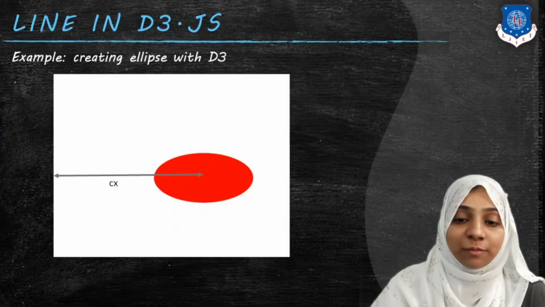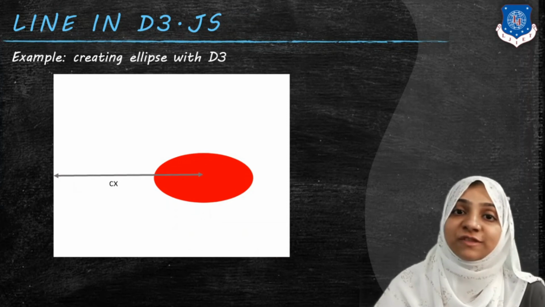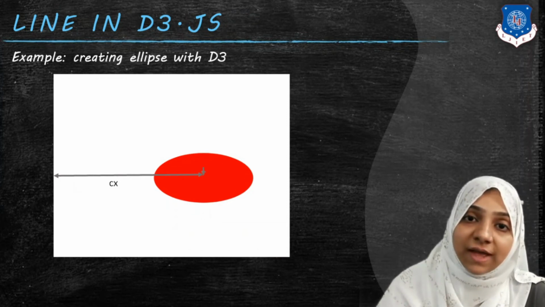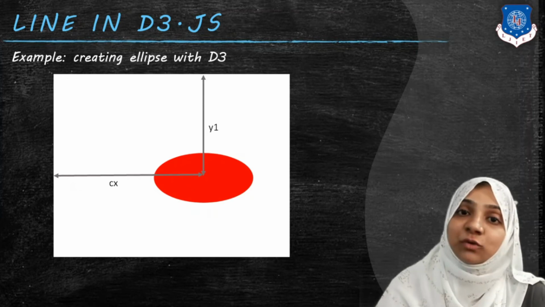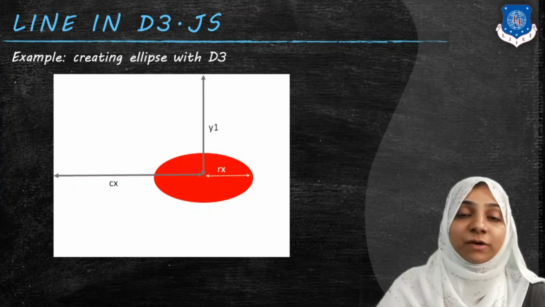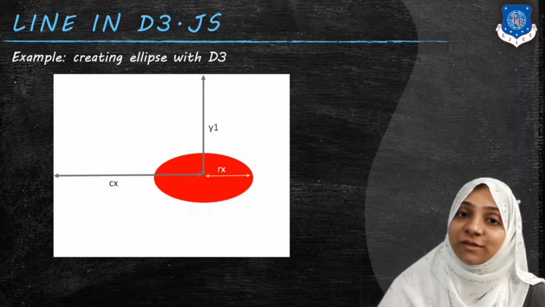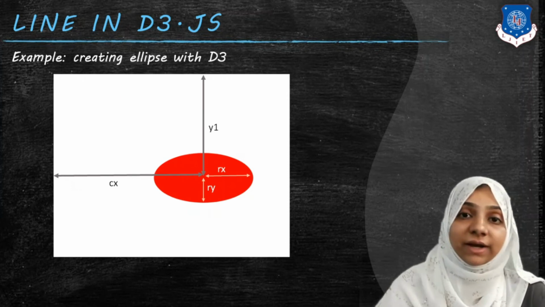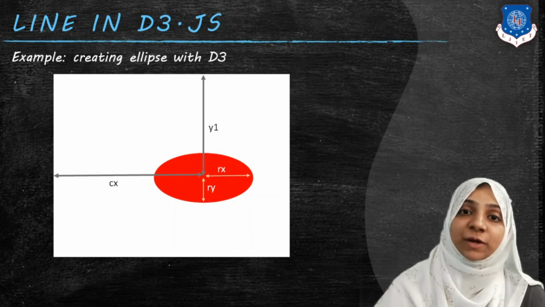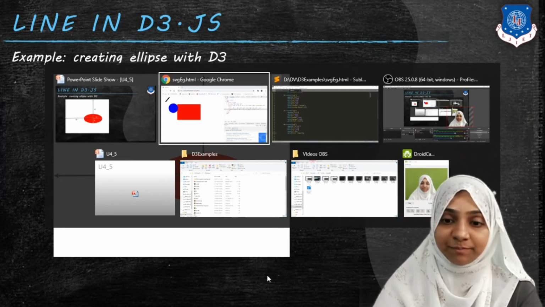So in order to draw a particular ellipse, we must know the center coordinate of the ellipse. We know the x attribute and y attribute of that particular center of the ellipse. In addition to that, we must know the x-axis radius or horizontal radius, that is rx, and the vertical radius, that is ry, of the ellipse. Let us draw this particular ellipse over our same web page.